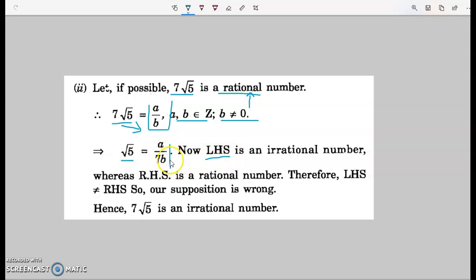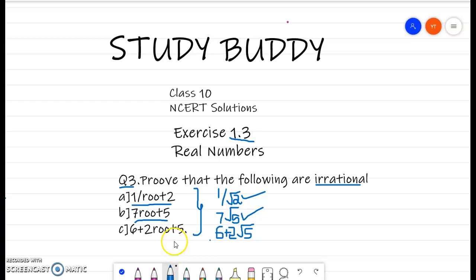Now LHS, that is the left hand side, is an irrational number while the right hand side is a rational number. Therefore the left hand side is not equal to the right hand side. Thus our supposition is wrong. So 7 root 5 is an irrational number. So let's move on with the third question.